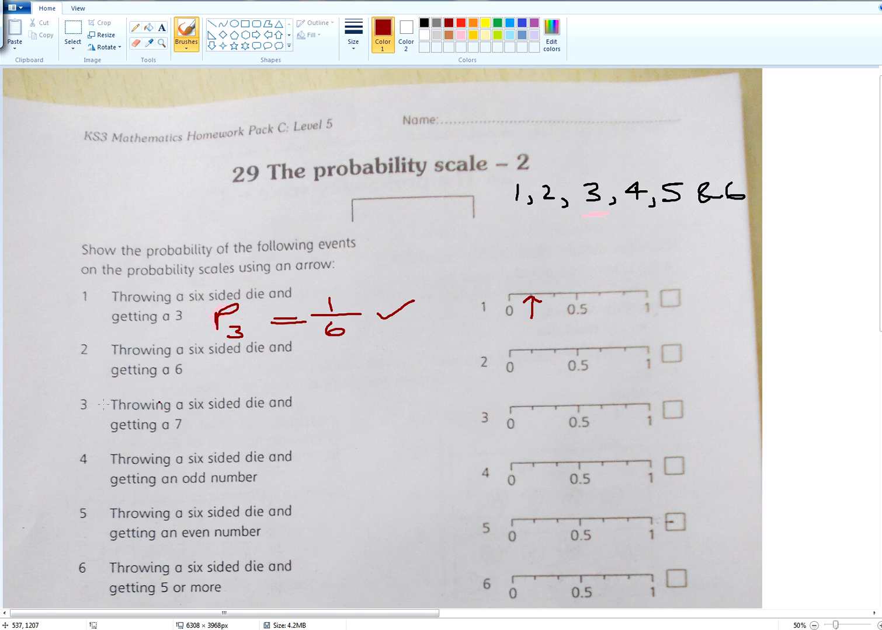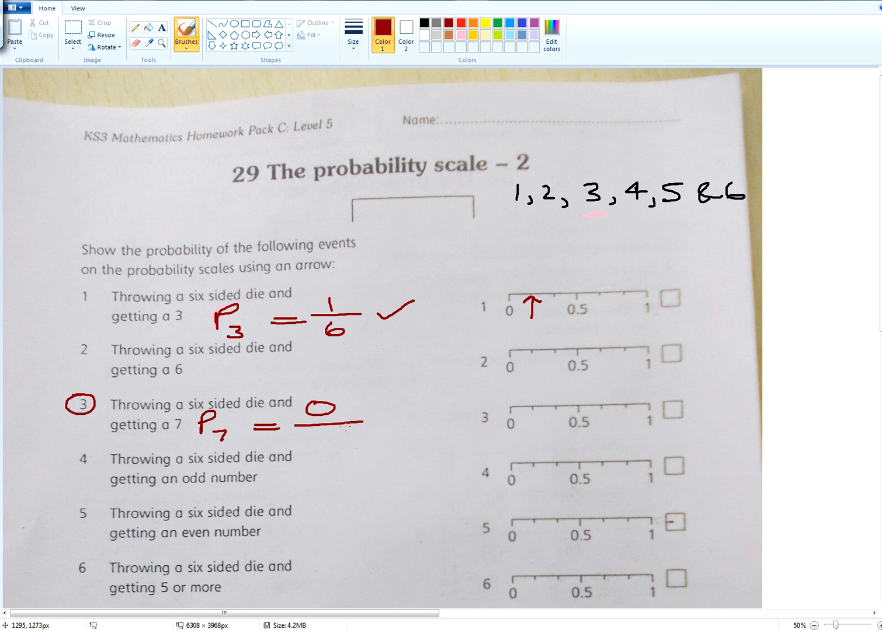Okay. Now let's have a go at question number 3. I'm not going to do all of them. Throwing a 6-sided die and getting a 7. Now that's not a trick question, we just have to think. Do you have any 7s in our output here? No. So the probability of getting a 7 is what? It's nice and straightforward.